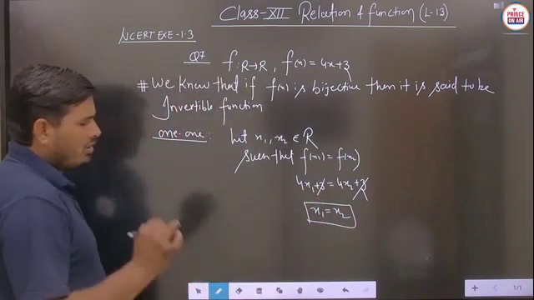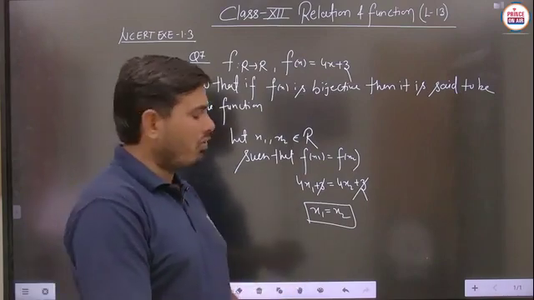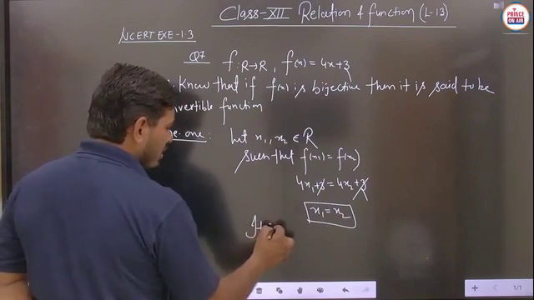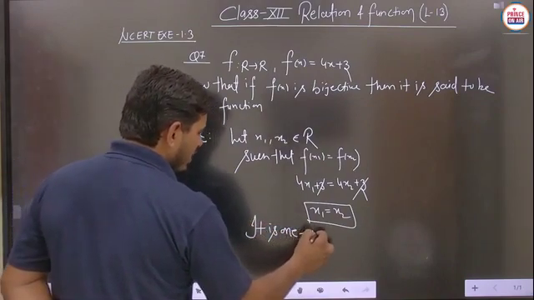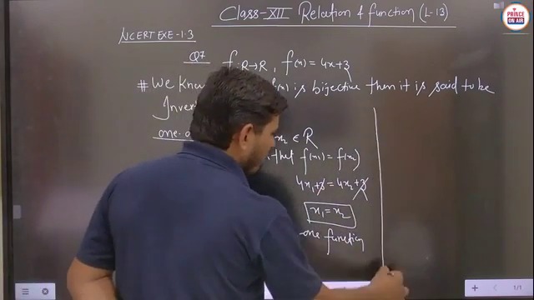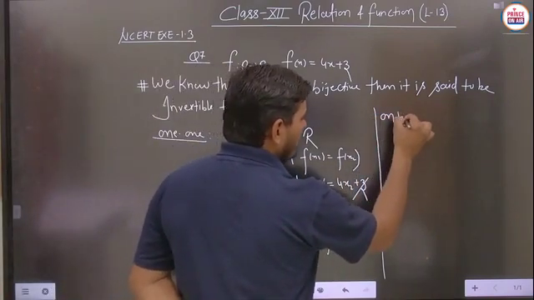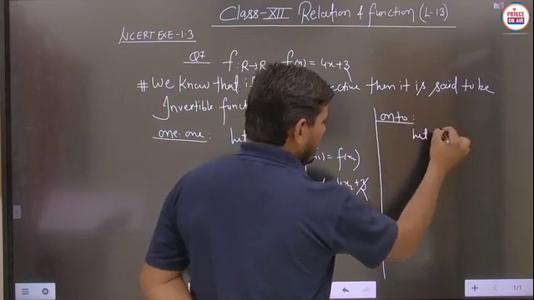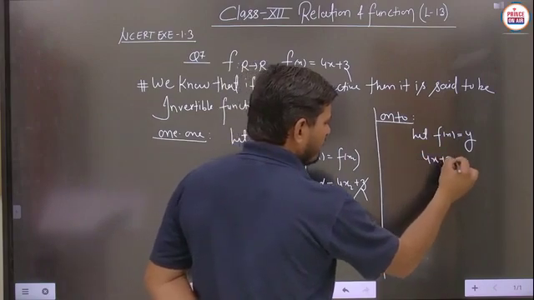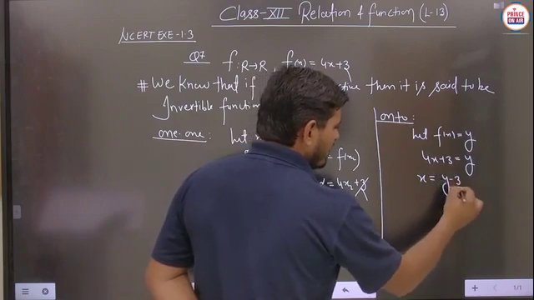I think each and every student knows very well about this situation, because if we take f of x1 equals f of x2 and always get x1 equals x2, then it is said to be a one-one function. So you can say that it is a one-one function. Now the second thing, we have to check for the onto case. In the case of onto, first of all we take f of x equals y, so 4x plus 3 equals y, and we can say the value of x will be y minus 3 divided by 4.